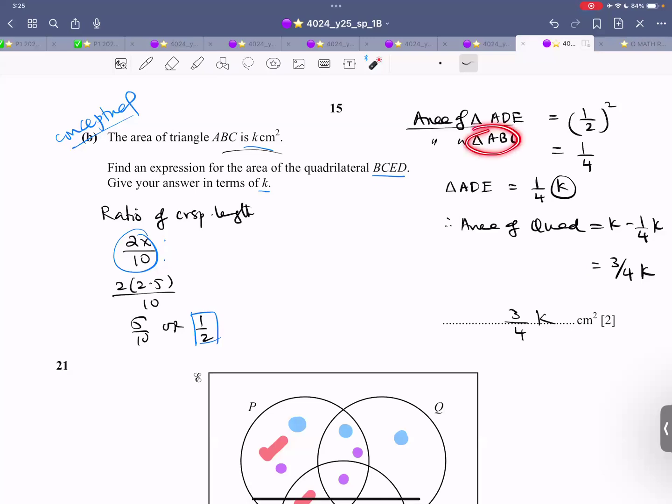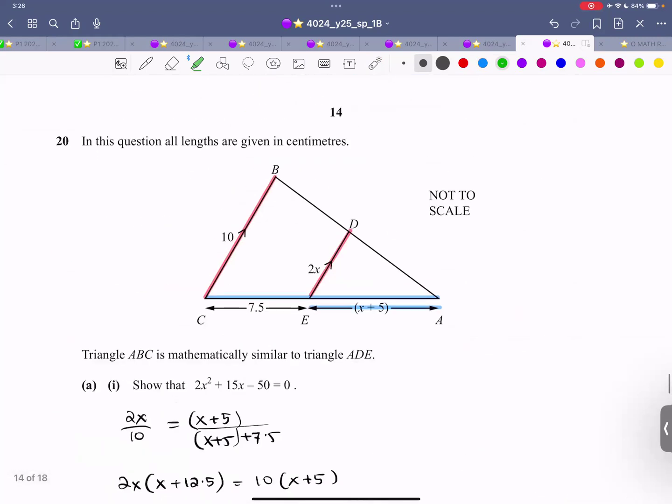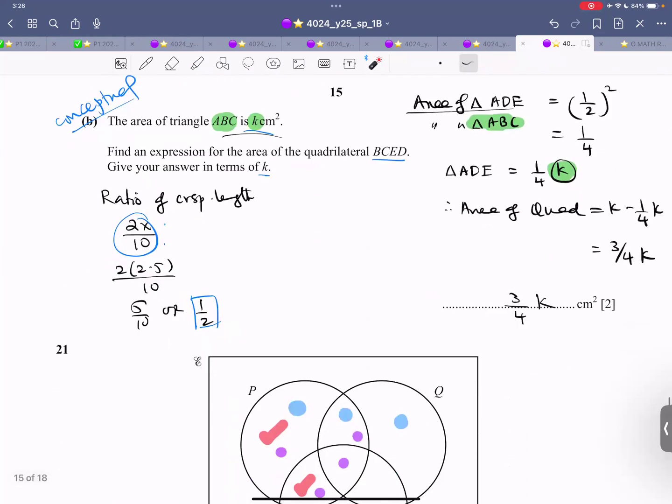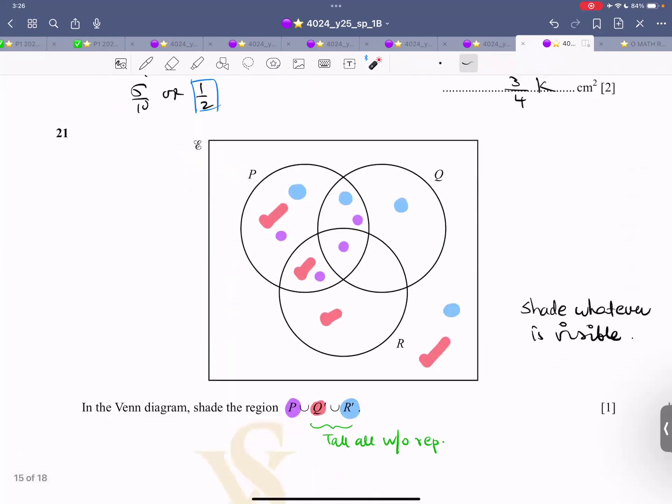Now the area of ABC is K. So let me highlight this thing. So this K is the area of ABC. That is this thing. That is this K. So area of small triangle is 1/4 K. Now the whole thing over here, this thing is K. This is 1/4 K. How much is left? 3/4 K. As simple as this. That is the answer right over here.